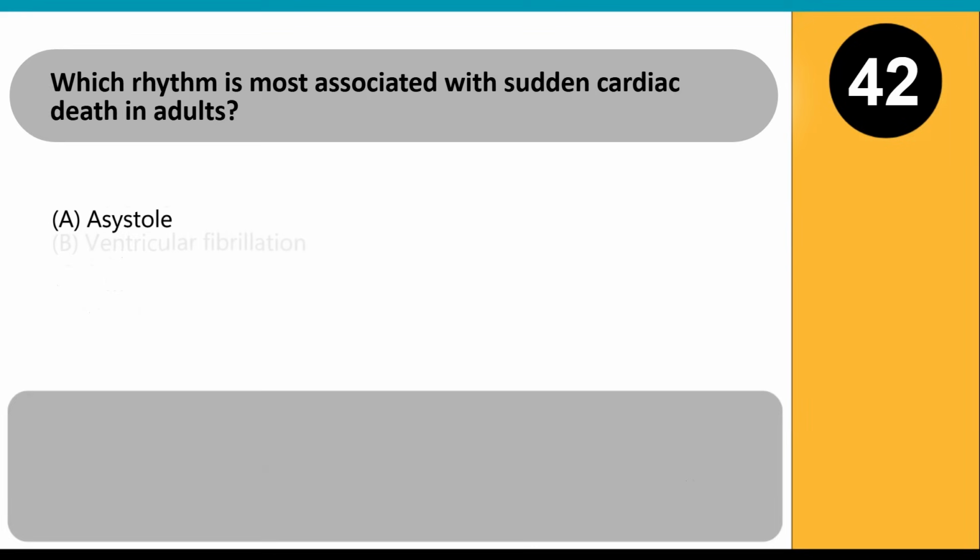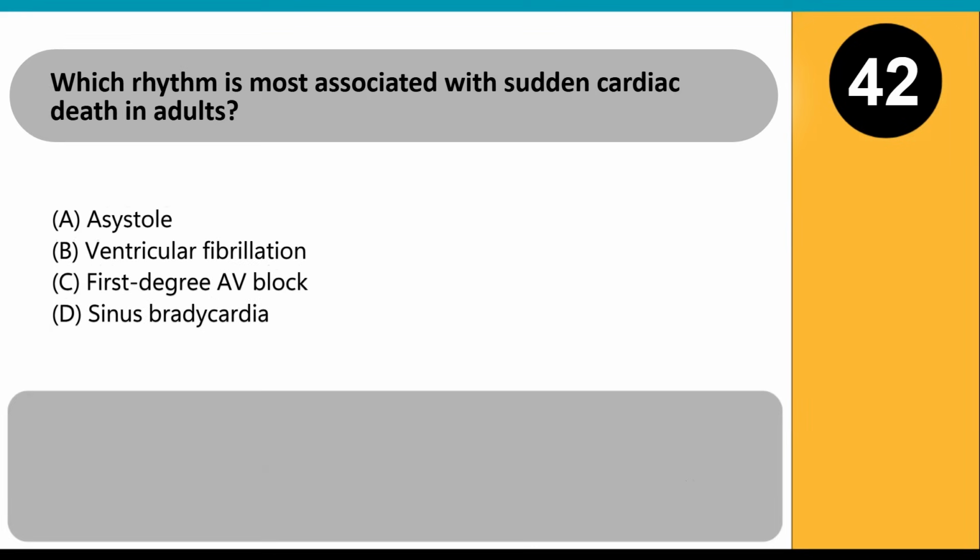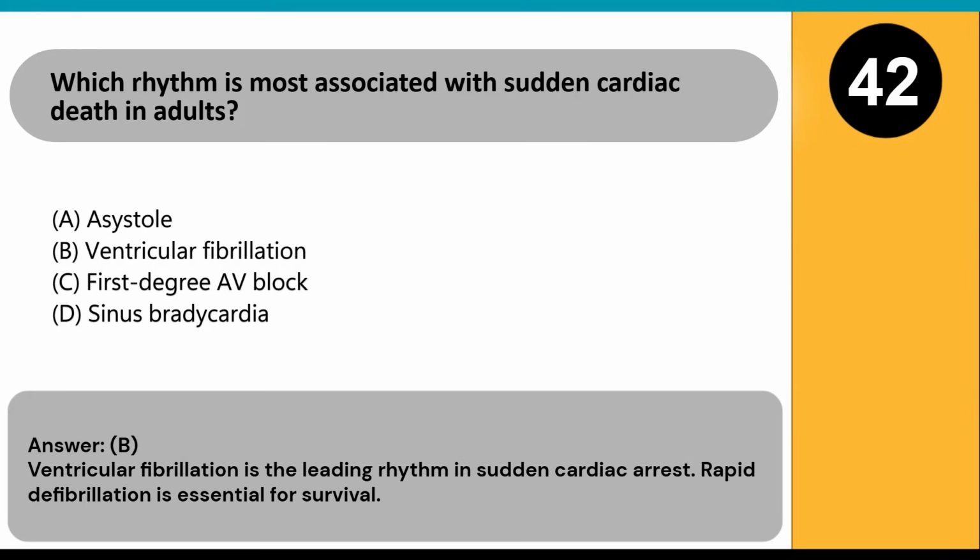Which rhythm is most associated with sudden cardiac death in adults? A. Asystole. B. Ventricular fibrillation. C. First-degree AV block. D. Sinus bradycardia. Answer: B. Ventricular fibrillation is the leading rhythm in sudden cardiac arrest. Rapid defibrillation is essential for survival.